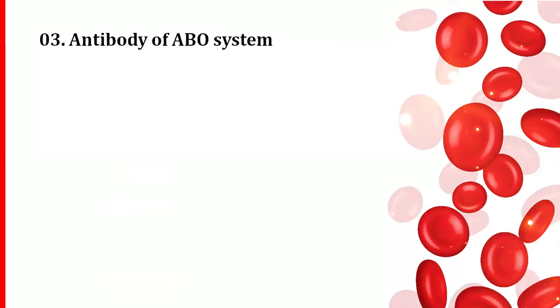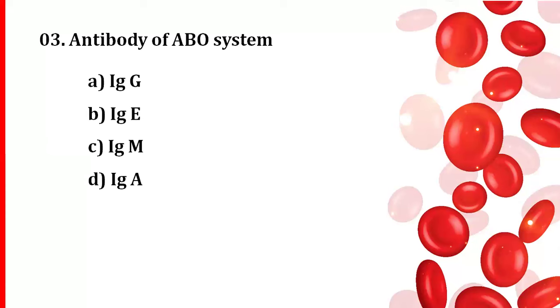Next question, antibody of ABO system. Option A, IgG, option B, IgE, option C, IgM, option D, IgA. Here the right answer is option C, IgM. So the antibody for ABO system is IgM. IgM is the predominant immunoglobulin for A and B antibodies.